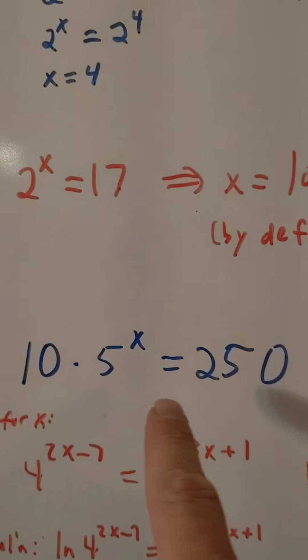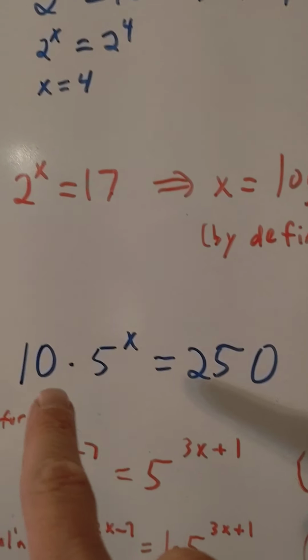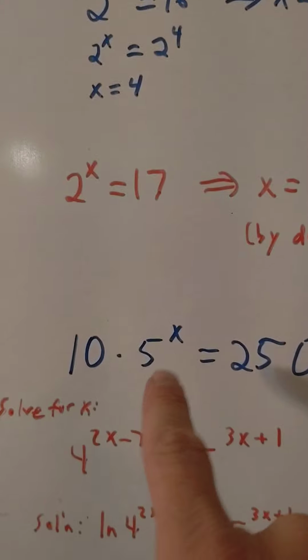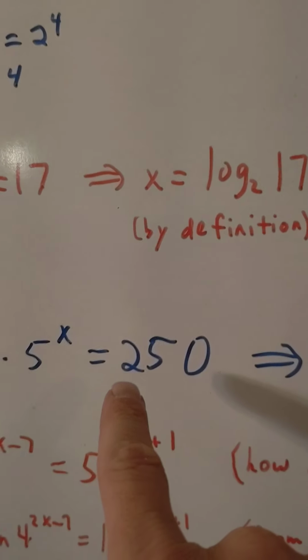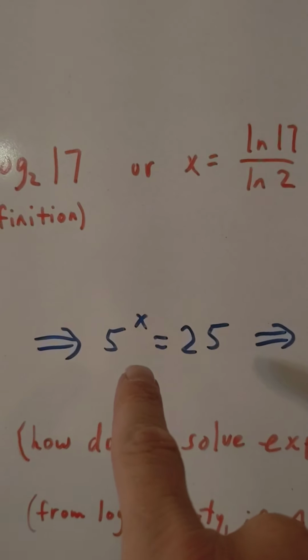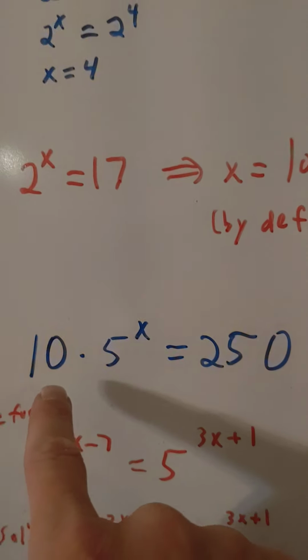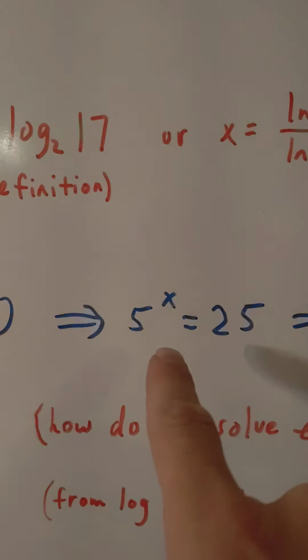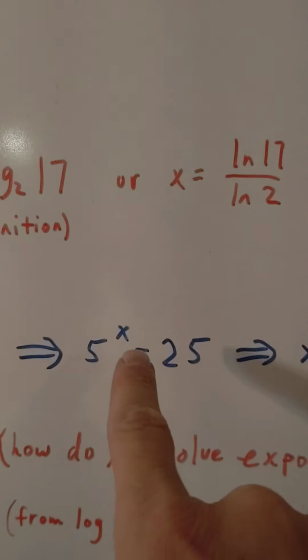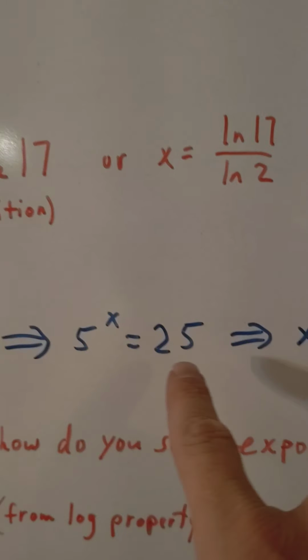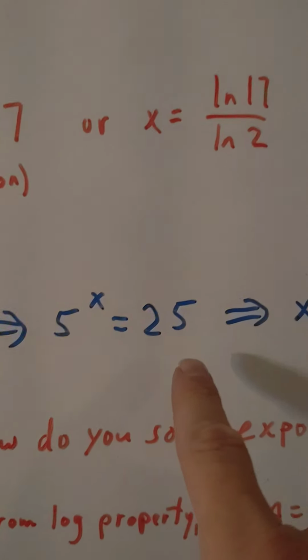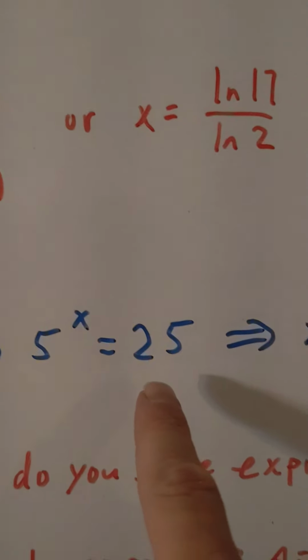How about divide both sides by 10? Let's isolate that exponential factor by itself. Okay, so when we do that, we get that. Again, we just divided both sides by 10, and we get that. And then by inspection, you can tell x equals 2, because 25 is a power of 5. So you don't need logs for that one. You could, but it would be a lot longer.